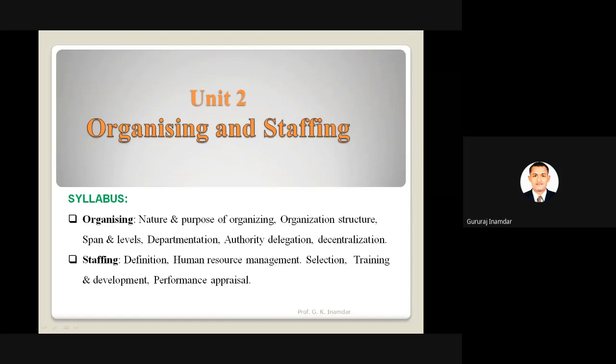What we have discussed, we will take a short review. First of all, we started with planning, then organizing. In organizing, we discussed the nature and purpose of organizing, organization structure, spans and levels, and departmentation, four types of departmentation. Are you remembering which four types there are? Anyone?